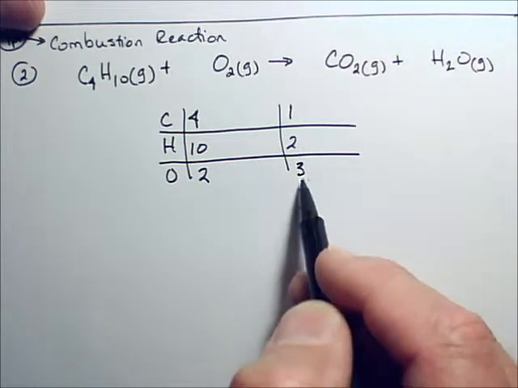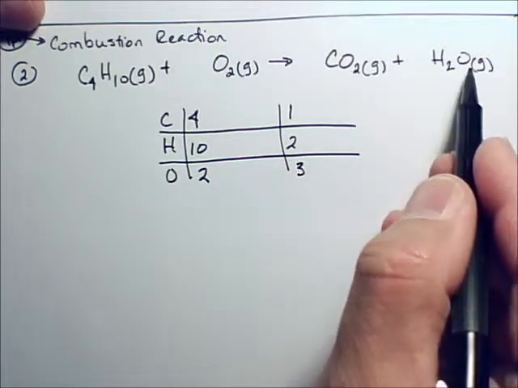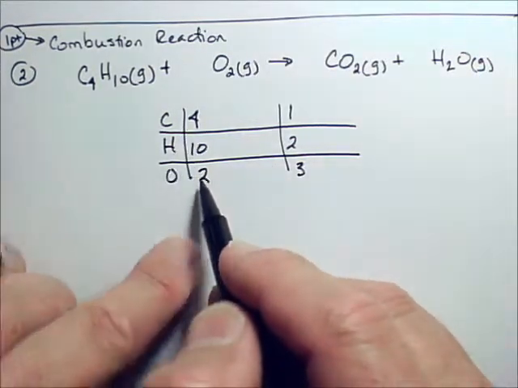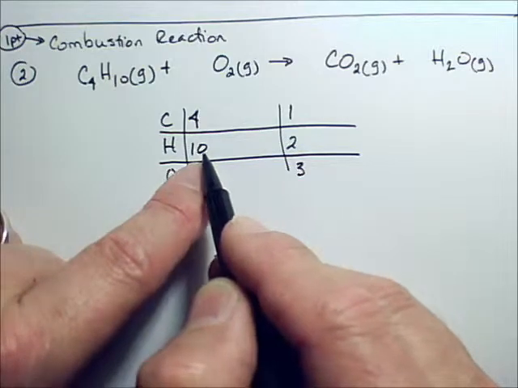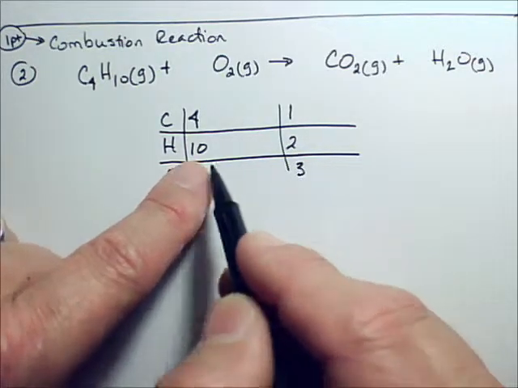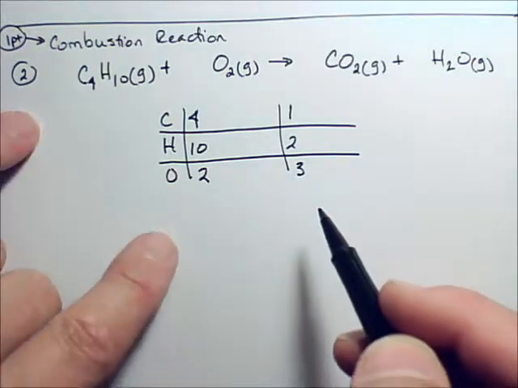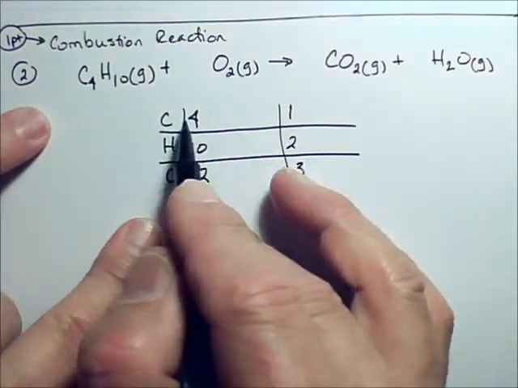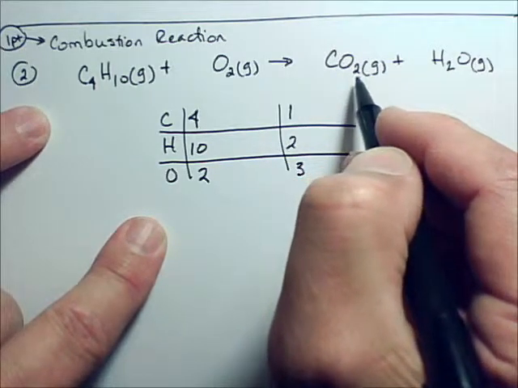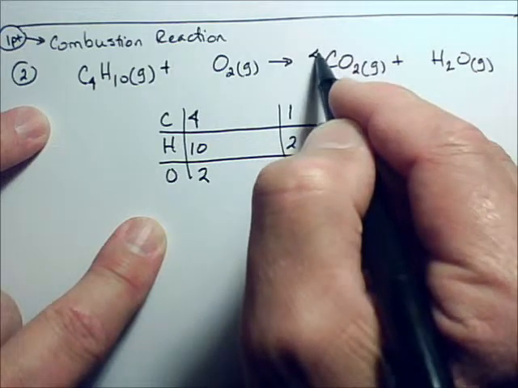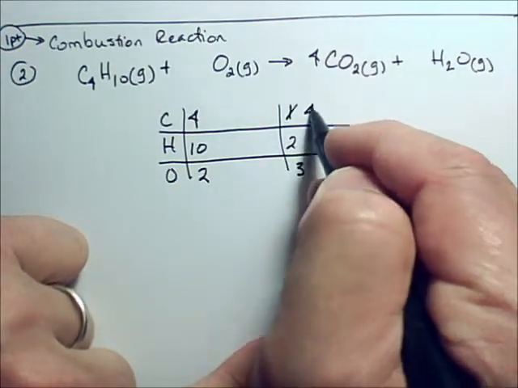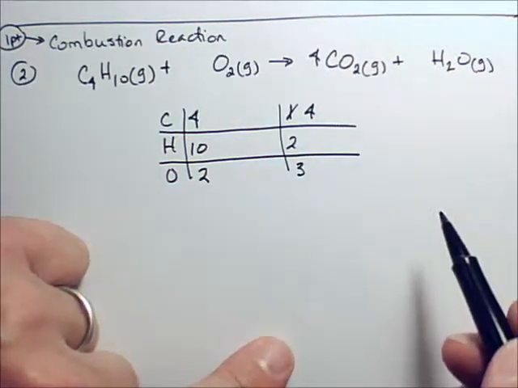And we're going to have 3 oxygens, 2 here, plus the 1 oxygen here, okay? So I'm going to save oxygen for last, and we're going to save hydrogen for next to last. We always save oxygen for last and hydrogen for next to last, okay? So I have 4 carbons on the left. To get 4 carbons on the right, remember I can't change the subscripts. I can only change the coefficients. So I'm going to put a 4 out in front, and that's going to give me 4 carbons, but it's going to change the number of oxygens.